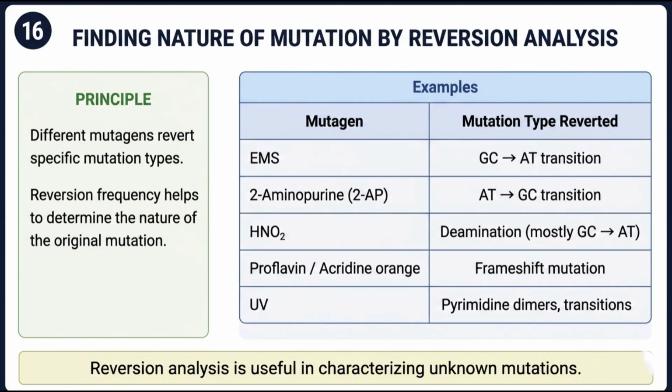Different mutagens preferentially induce specific mutation types. By studying reversion frequencies produced by different mutagens, scientists can determine the nature of unknown mutations. For example, EMS commonly induces GC to AT transitions, 2-aminopurine induces AT to GC transitions, nitrous acid causes deamination, and ethidium bromide induces frameshift mutations. Reversion analysis is therefore useful in mutation characterization and molecular genetics research.